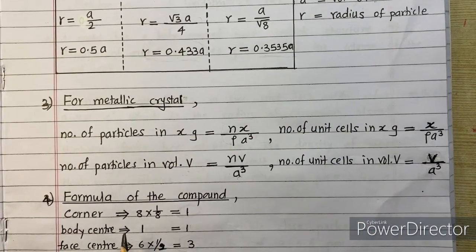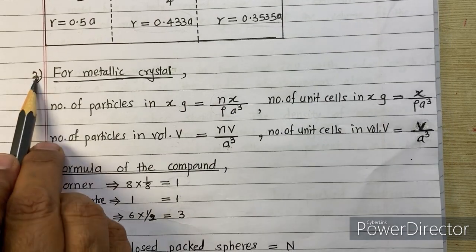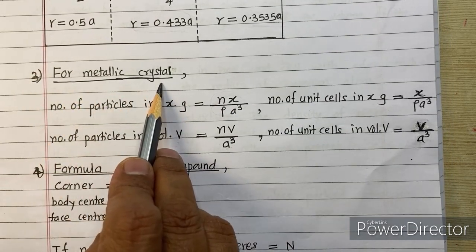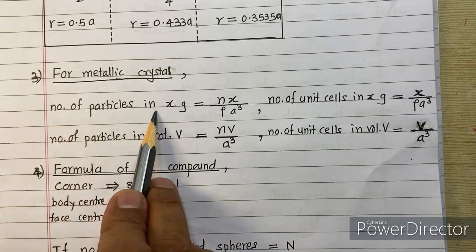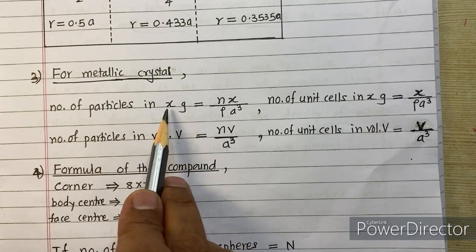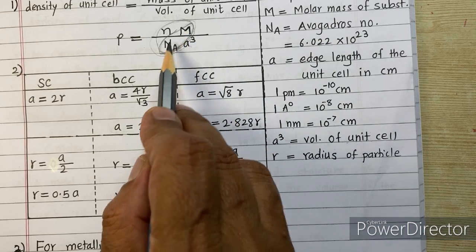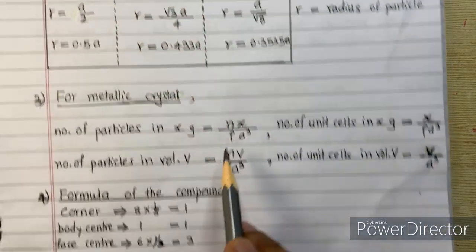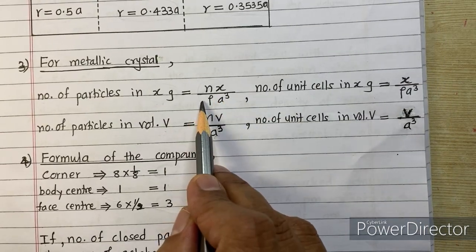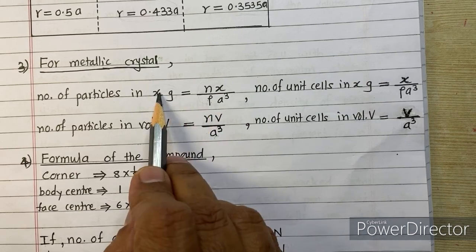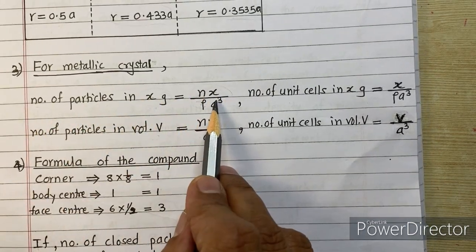Now the third formula, for a metallic crystal: the number of particles present in x gram. You know that. How to remember? See here, it is 1 mole. 1 mole contains this much particles. Then x gram contains how many particles? Density here and number of particles here, use this formula.